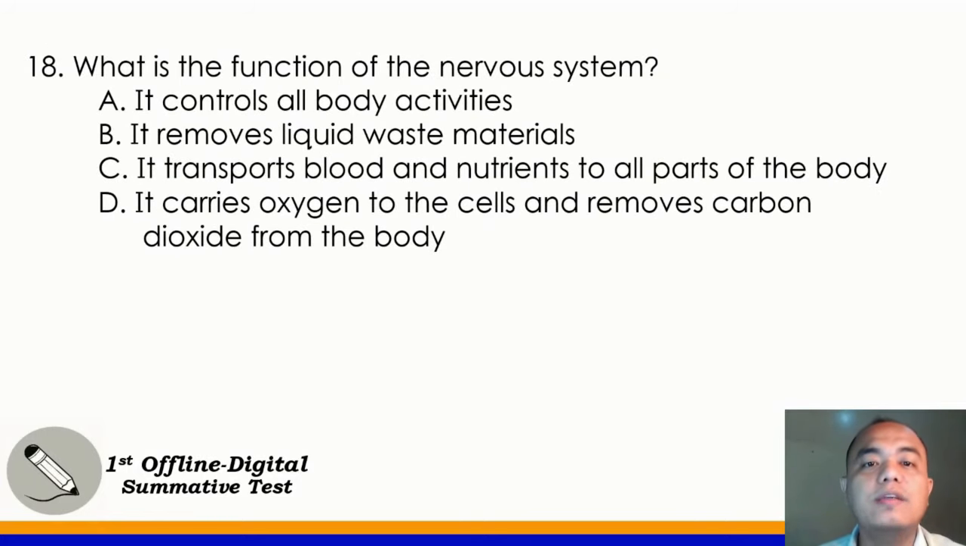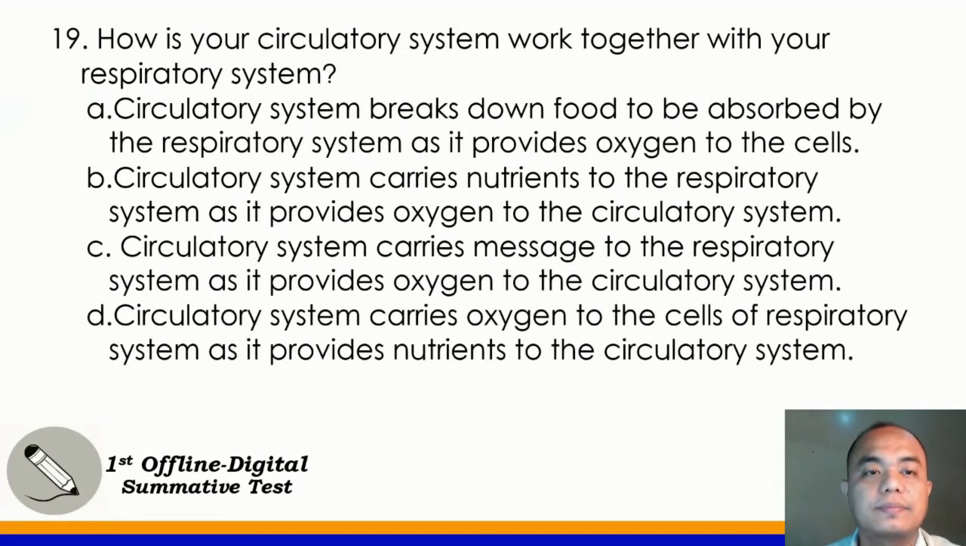Number 18, what is the function of the nervous system? A. It controls all body activities. B. It removes liquid waste materials. C. It transports blood and nutrients to all parts of the body. D. It carries oxygen to the cells and removes carbon dioxide from the body. The correct answer for number 18 is letter A. Your nervous system controls all your body activities.